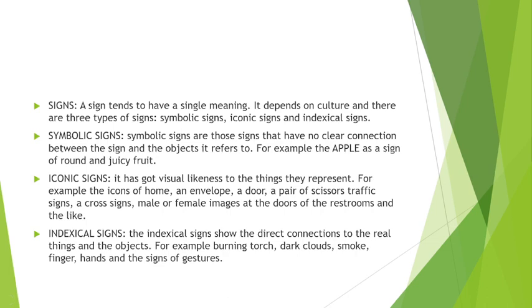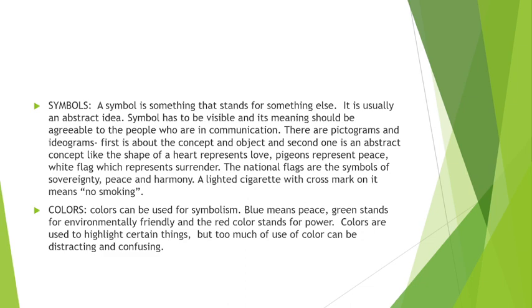What are indexical signs? Indexical signs show a direct connection to the real things and objects. For example, a burning church is an indexical sign. A dark cloud is an indexical sign. Smoke is an indexical sign. Fingers, hands, gestures, and movements of the body are also called indexical signs. So there are three different types of signs.